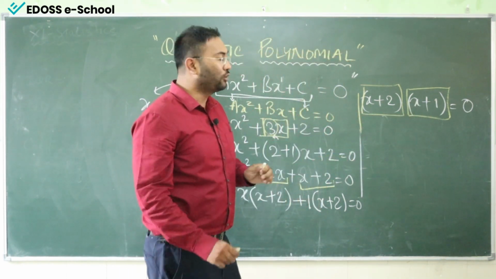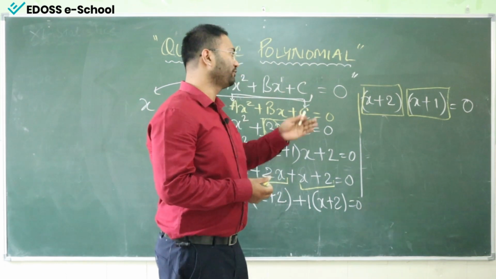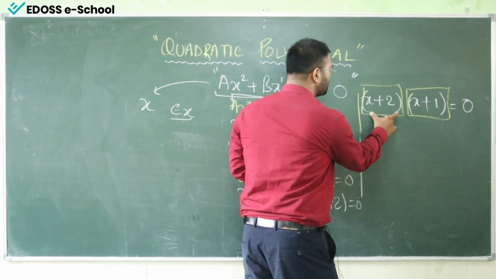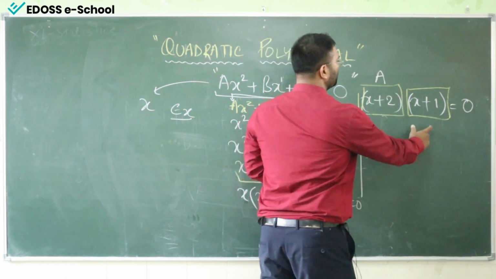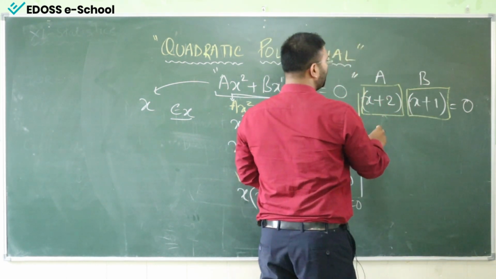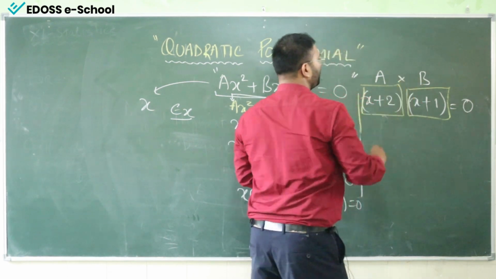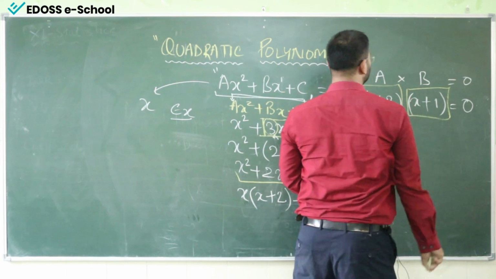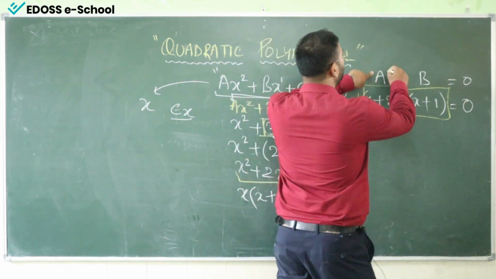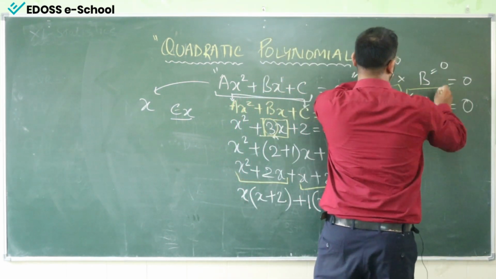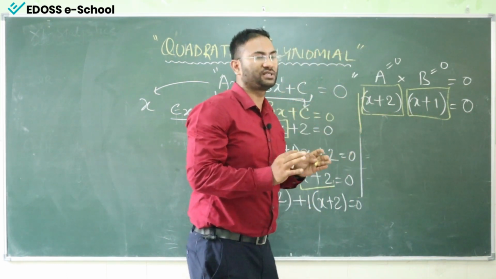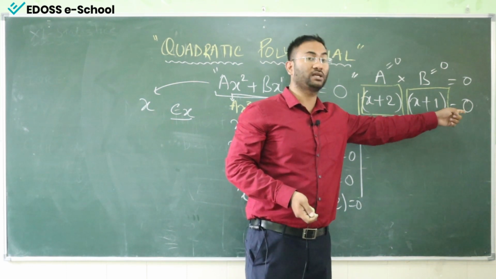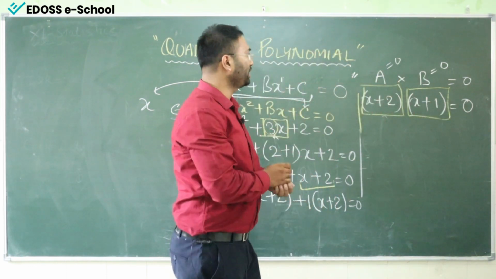Now how to extract the values out of these factors? The easiest way is, suppose this is an element A, this is an element B, and as you can see these both are in product form. That means if A and B are multiplied, they give us 0. That means either A is 0 or B is 0. Remember this thing, one of these is 0, that's how it will give us a product of 0.